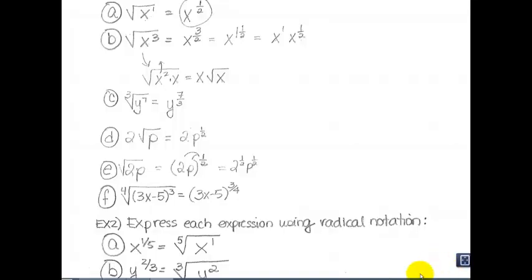Okay, let's go ahead and continue with example number 2. Example number 2, we're going to do the opposite. We're going to start out with an exponential number, and we're going to change into radical form. Okay, so here we have the problem which says express each expression using radical notation. So basically, let me move up here.